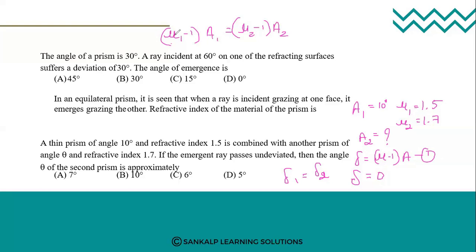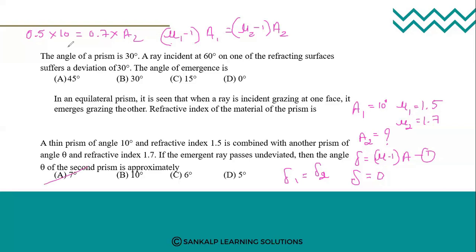So mu 1 minus 1. So mu 1 minus 1 is how much? 1.5 minus 1 will be 0.5. So this is 0.5 into 10 is equal to, and this is 1.7 minus 1 will be 0.7 into A2. Check how much you will get the answer. So here the answer will be 7.14, approximately 7 degree we can consider, students.